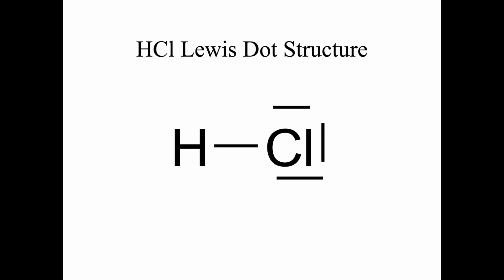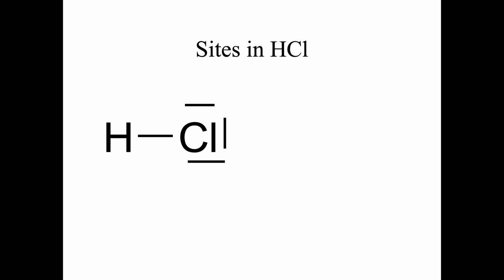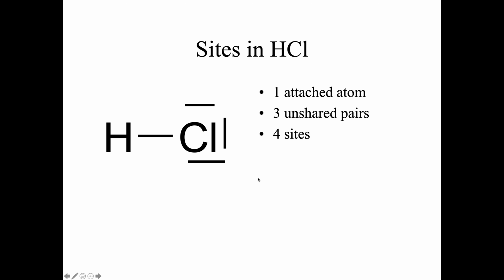All right, so now hydrogen chloride gas. If you open the bottle of hydrochloric acid and smoke comes out, that's the gas, HCl gas. So 1 attached atom to the chlorine, and 3 unshared pairs on the chlorine. That means there's a total of 4 sites. That means there's 1, 2, 3, 4.